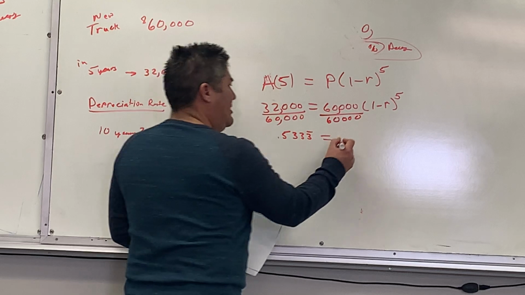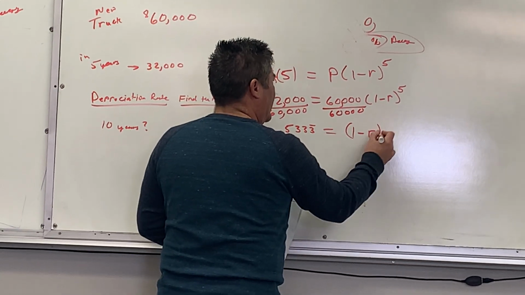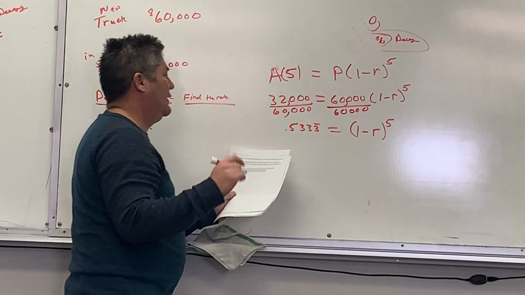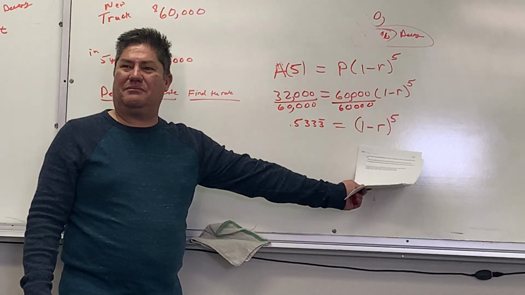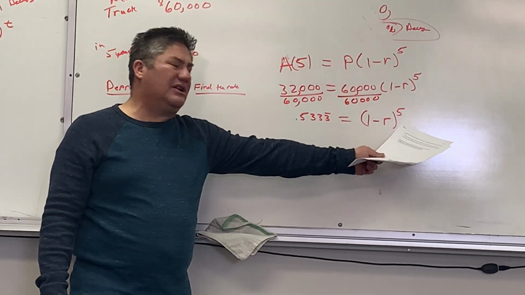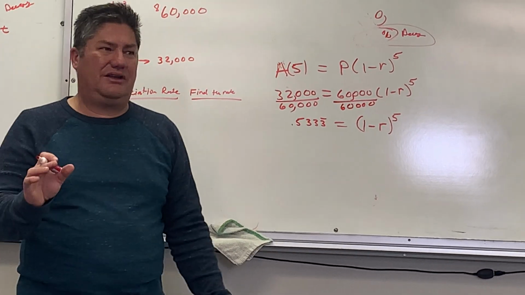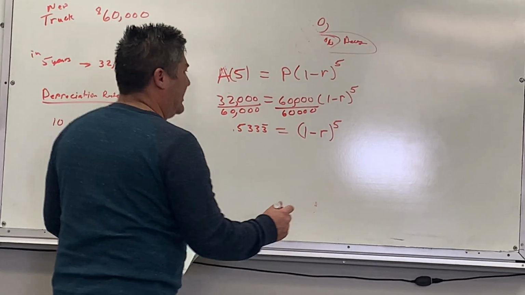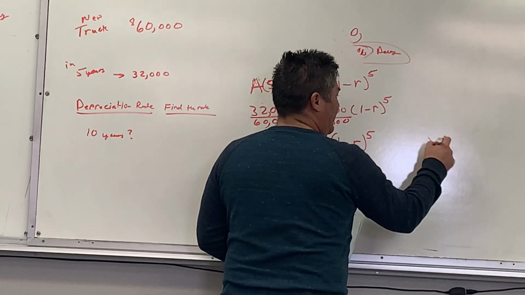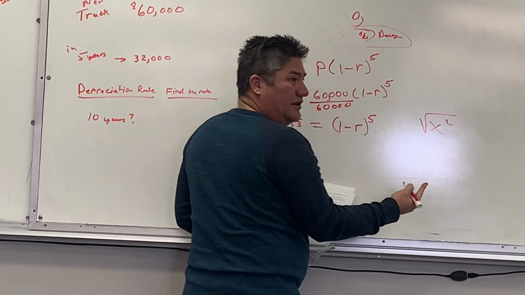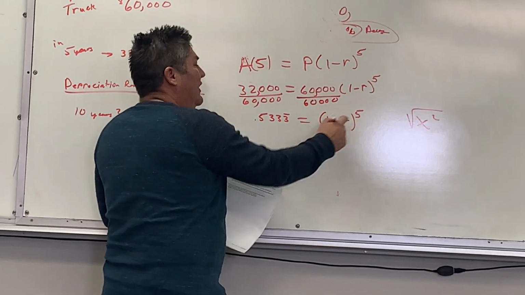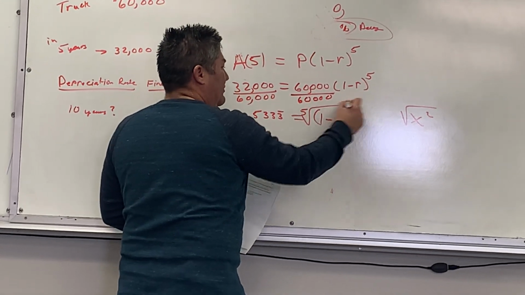I have 1 minus r to the 5th. Keep your calculator out, because what do I have to do to get that by itself? I've got to get rid of the 5th. This is the tricky part. If I have x squared, how do I get rid of the squared? I take the square root. Well, if I have x to the 5th, I've got to take the 5th root.